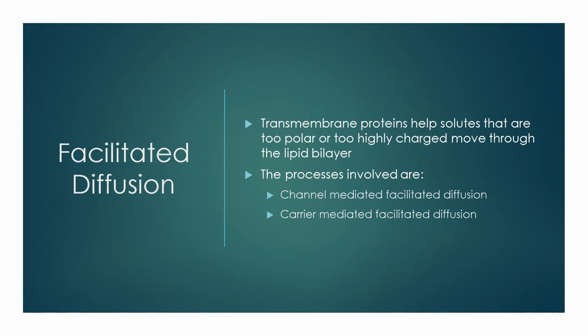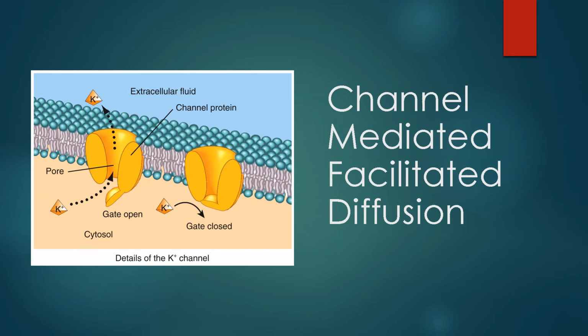Next, we have facilitated diffusion. So this is a type of diffusion that's needed for molecules that are too polar or too highly charged to move through the lipid bilayer by simple diffusion. So this is where we have an integral membrane protein that assists the substance across the membrane down its concentration gradient. So a couple different types of facilitated diffusion that we will go over.